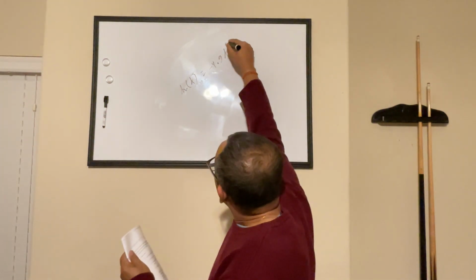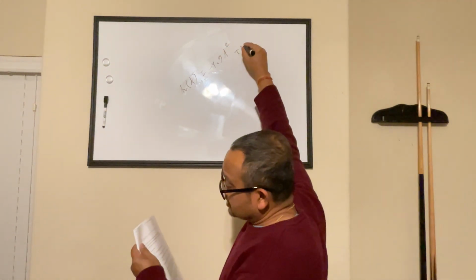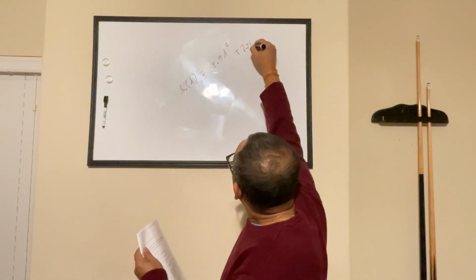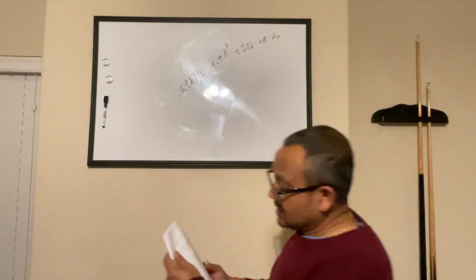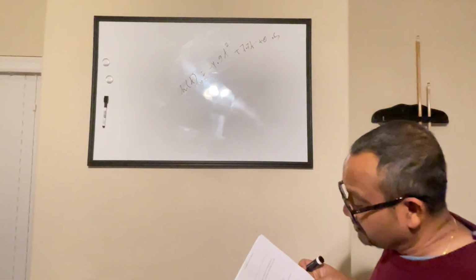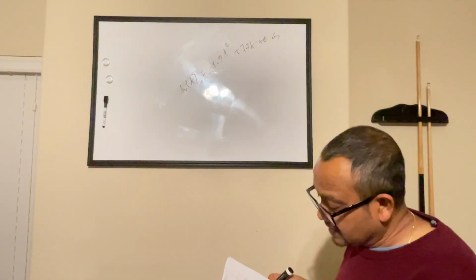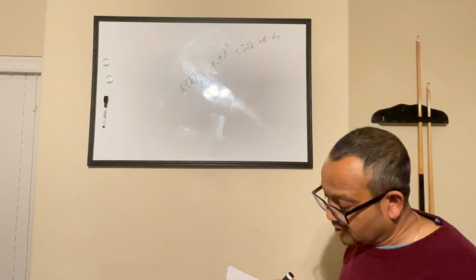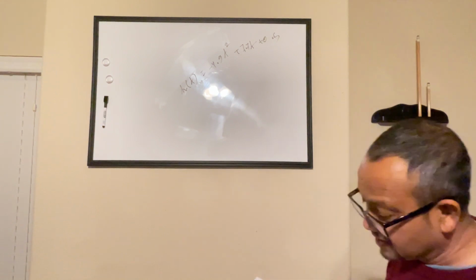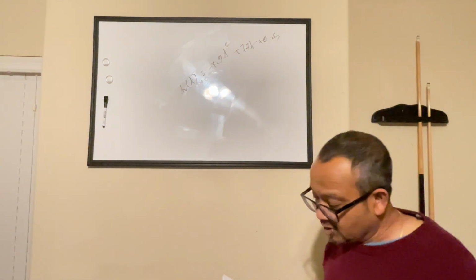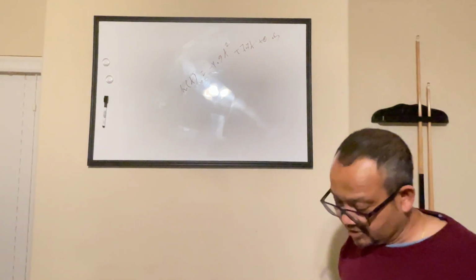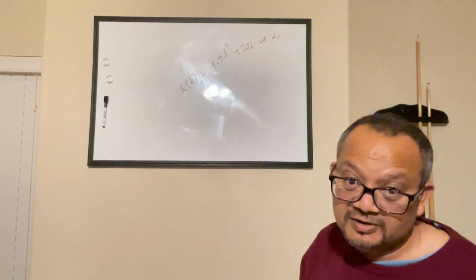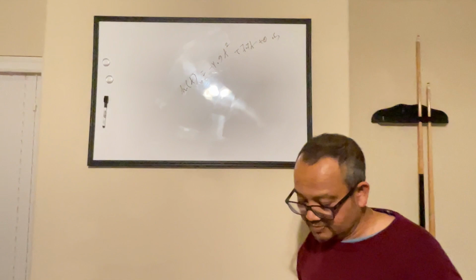4.9 t square plus 7.7 t plus 0.5. It says the function above models the height in meters of a soccer ball above the ground t seconds after being kicked by a soccer player. What does the number 0.5 represent in the function? Okay, yeah, that's a good question.